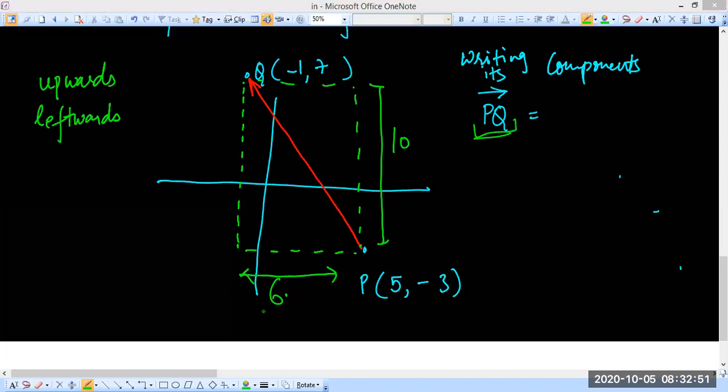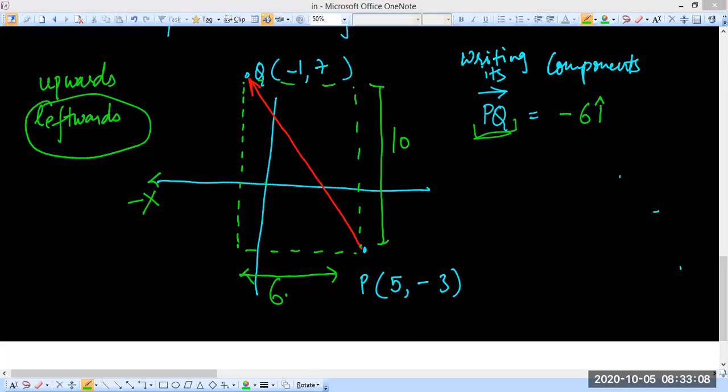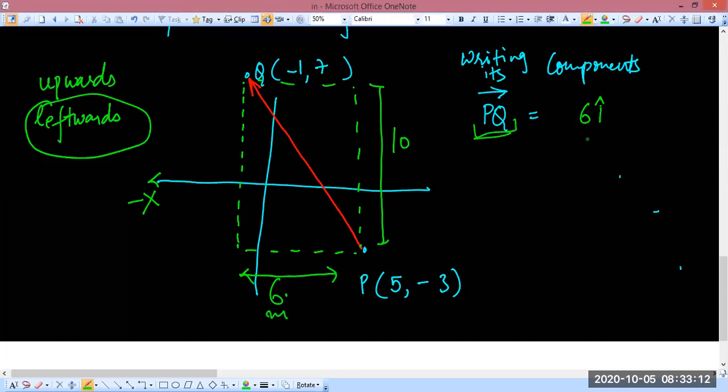But see, 6 in horizontal, so 6 i caret, but it is going leftwards. So leftwards is of course negative x, so minus 6 i caret. Did you understand my technique? No, Ayush, it is wrong. I repeat, 6 in horizontal, so I wrote 6 i caret. But then it's going leftwards. Left is negative x. So minus 6 i caret.